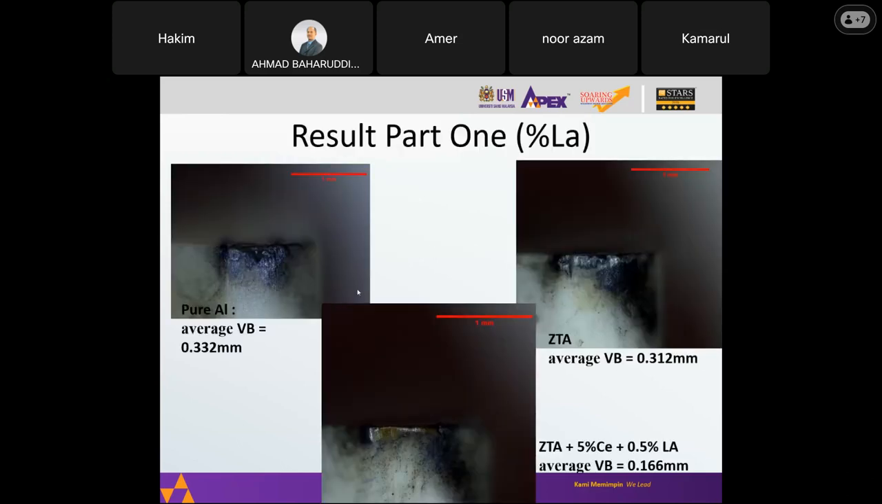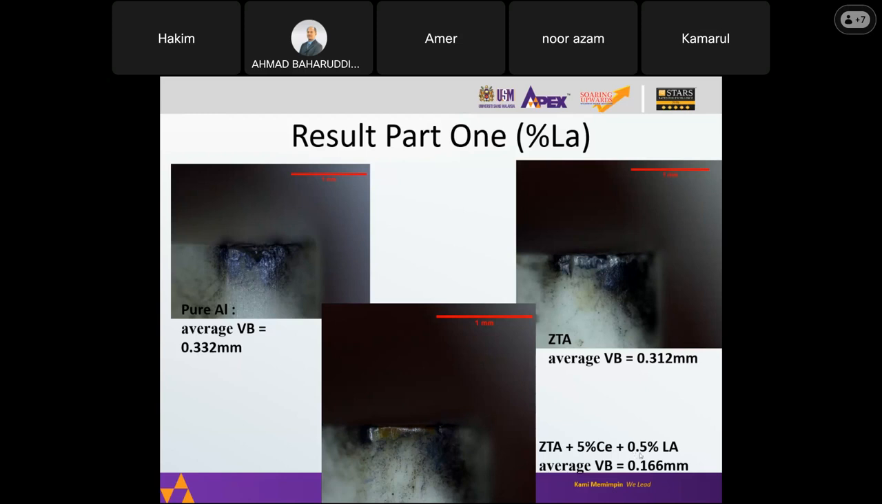Okay, so this is the result, the actual picture. This is pure aluminum oxide, pure alumina, 0.332 mm. So for the flank wear, I take five measurements in this area, divide by five, then I get about 0.332. Next, ZTA plus cerium, 5% cerium, with about 0.3.